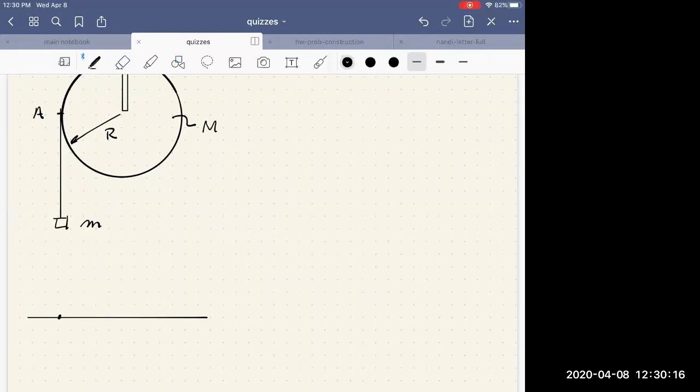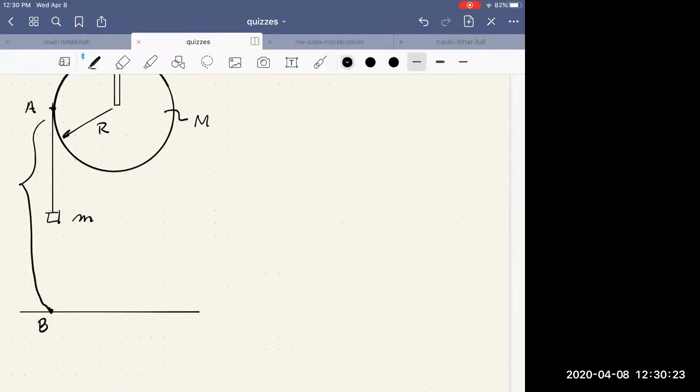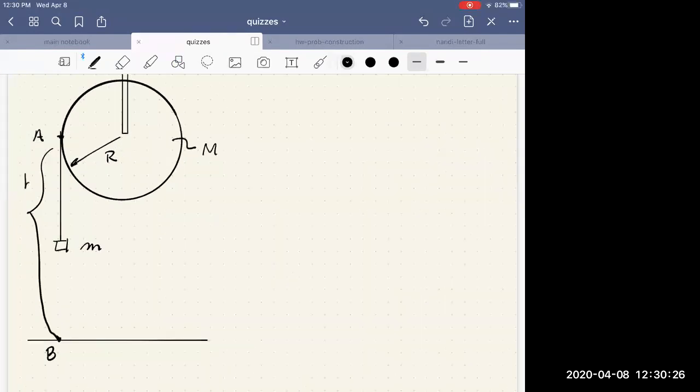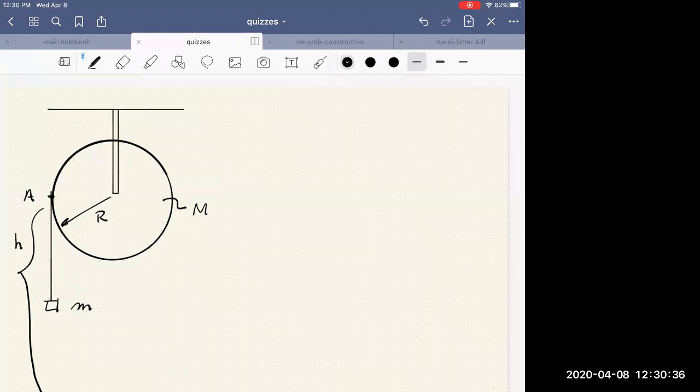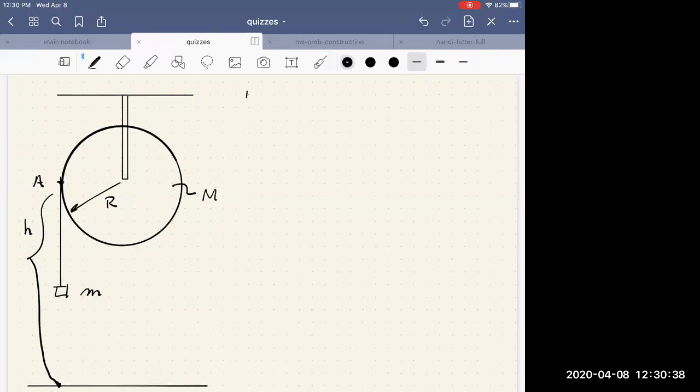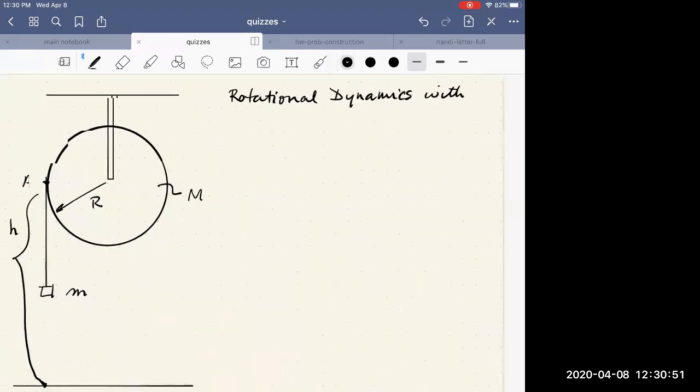This is point B. Let us say the mass starts at A and comes down to B. Let's call this height H. Okay. So since we are going to use energy conservation, we have to use the equations associated with energy conservation. So we are doing rotational dynamics with conservation of energy.